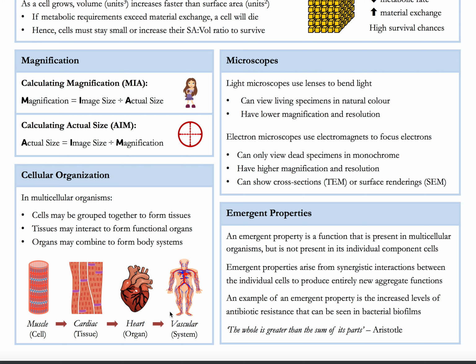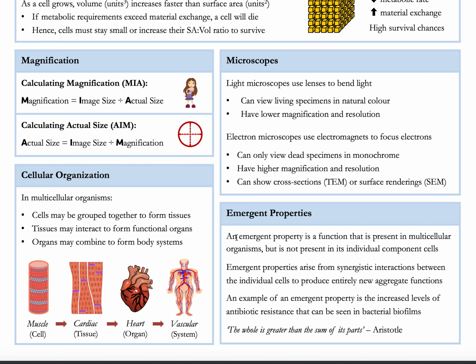And then together, they form a vascular system, with the heart working with other organs such as the blood vessels, arteries, and veins to form the whole vascular system, which in turn is going to form the whole organism. Now, the last bit from this topic would be emergent properties.